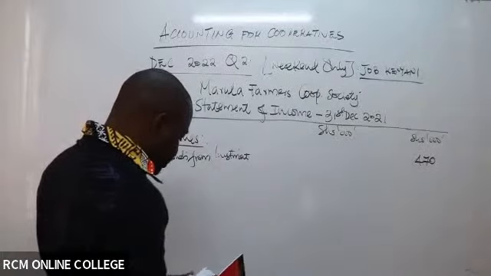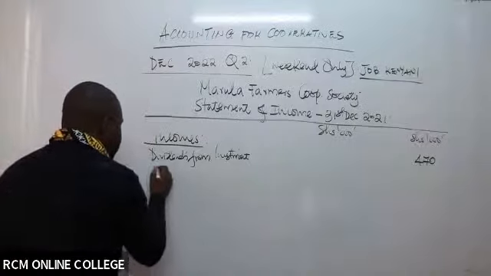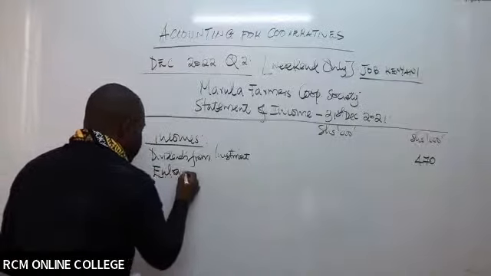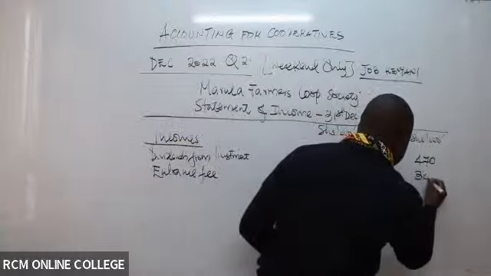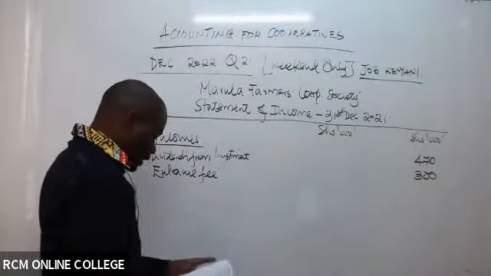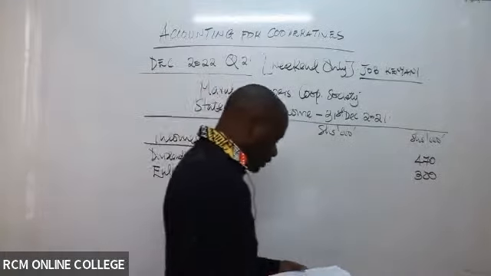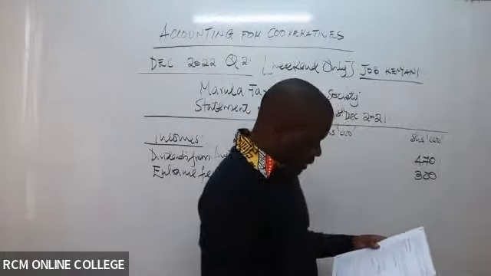Then if you just look at still the trial balance, another item of income you can see is the entrance fee. Are you able to see the entrance fee? There's an entrance fee of 300. Hope you can be able to see it.